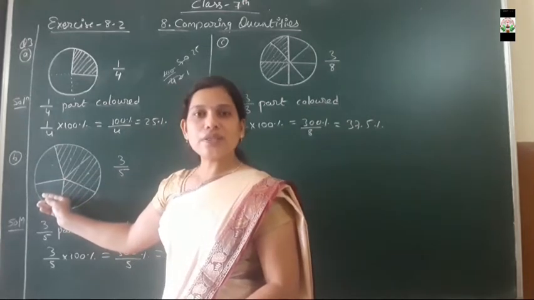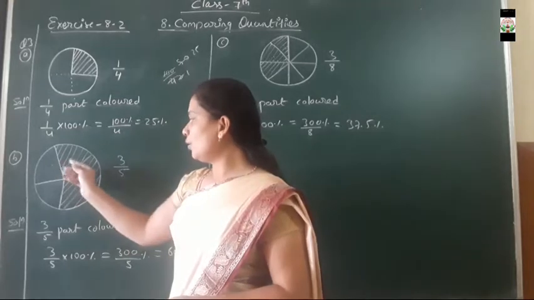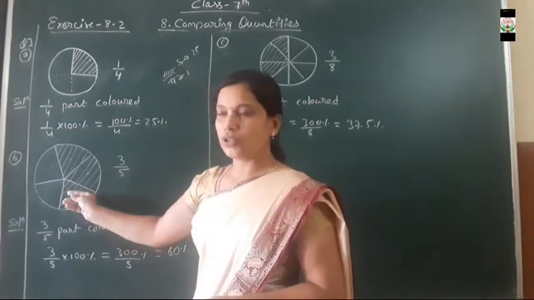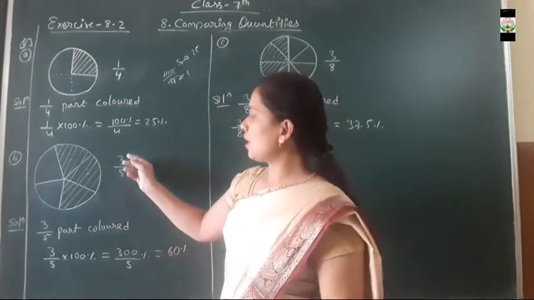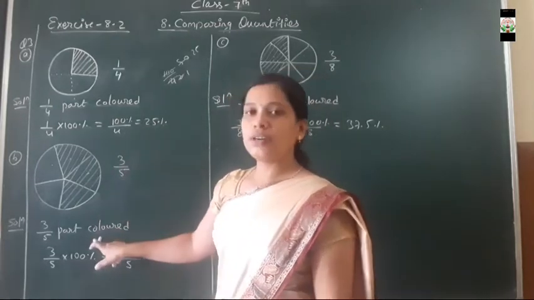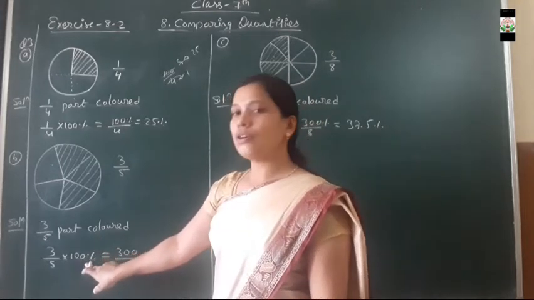So the total parts of the circle will come in the denominator, and the parts of the circle which are colored, 1, 2, 3, will become the numerator. So what is the answer we will get over here? That is 3 by 5. Okay, so 3 by 5 part of the circle is being colored, and that part we have to convert into the form of a percent.